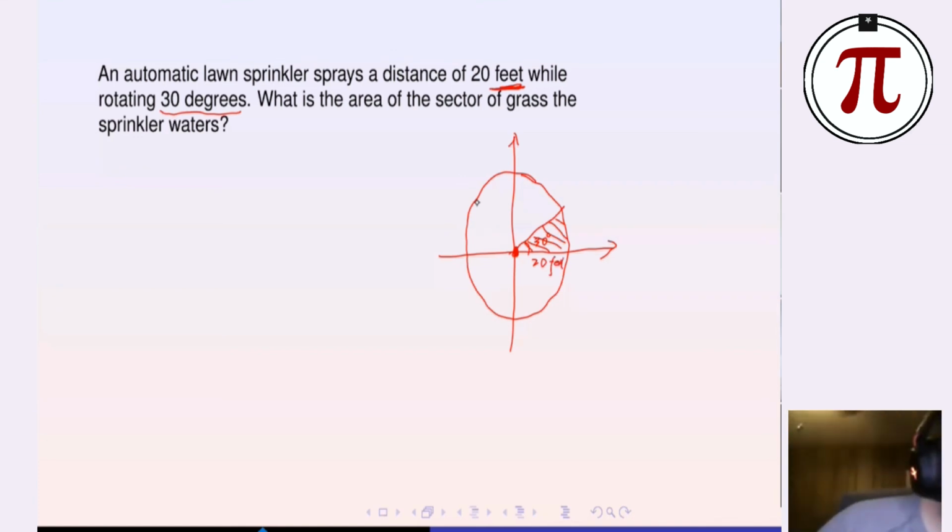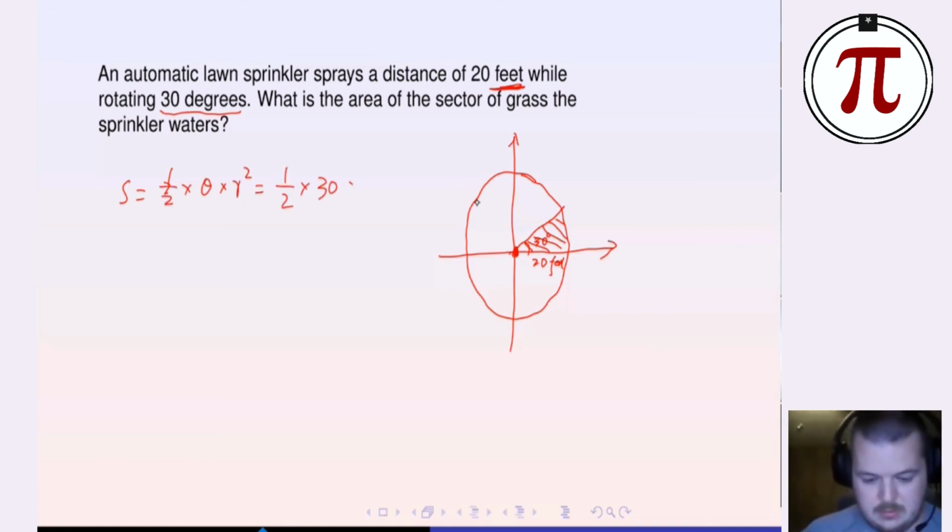So now, tell me if I'm right. I think the area equals what? Equals 1/2 times theta times r squared times 20 squared. Is this right? Radians.